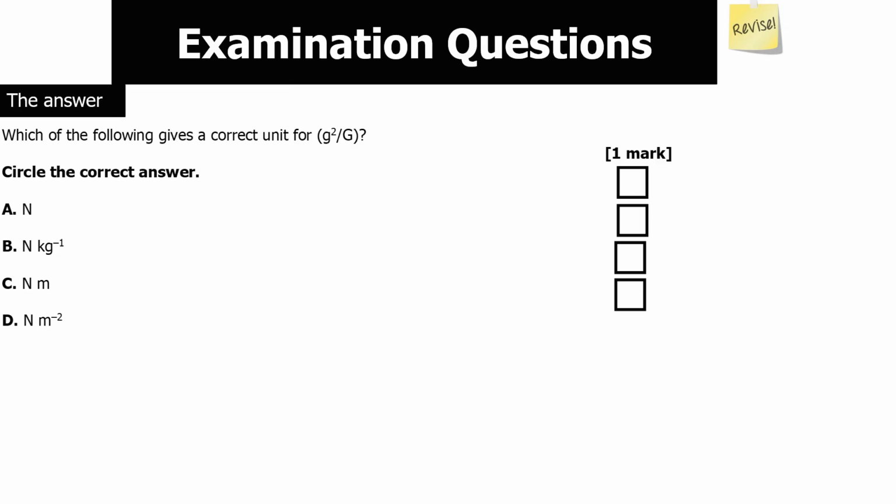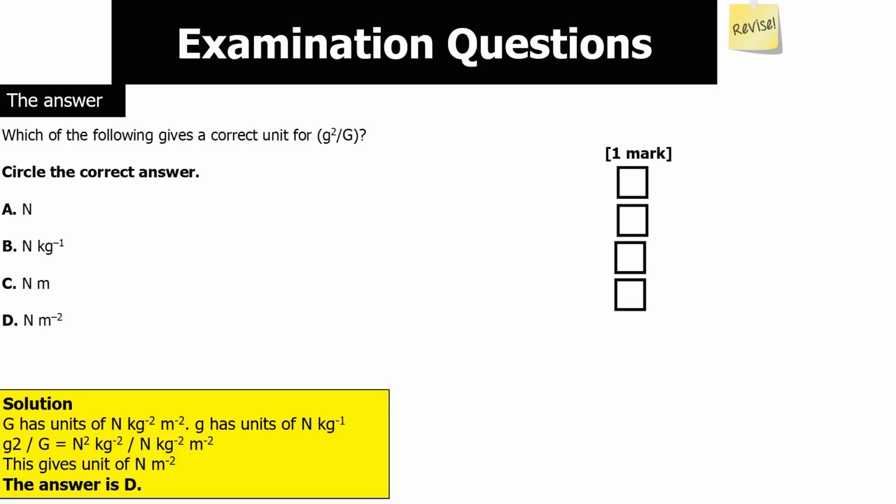Right, for this one, we know that big G has units of N kg^-2 m^2... from the equation sheet. And small g has units of newtons per kilogram. So therefore, we can pop that in and say G squared over g is N squared kg to the minus 2 over N kg to the minus 2 m to the minus 2. The kilograms cancel through. We then have N squared over N m to the minus 2, so one of the Ns cancels through, so it's N m to the minus 2, so our answer is therefore D.